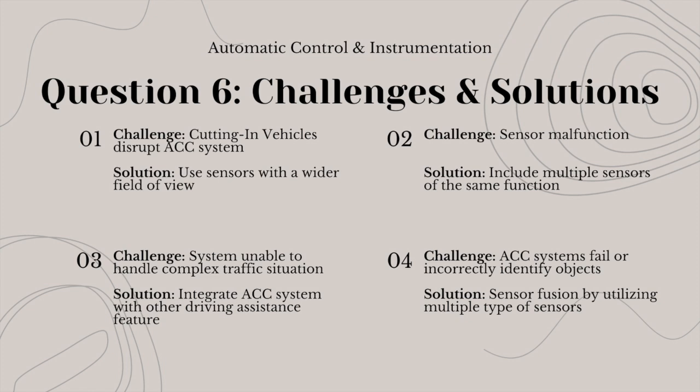The last challenge is the failure or incorrect identification of objects. This can result in the system misinterpreting harmless objects as threats or failing to recognize actual obstacles. The solution here is sensor fusion, utilizing multiple types of sensors such as radar, LiDAR, and cameras to cross-verify the data and improve object detection accuracy. This approach helps reduce false positives and negatives, ensuring that the system responds appropriately to real threats.